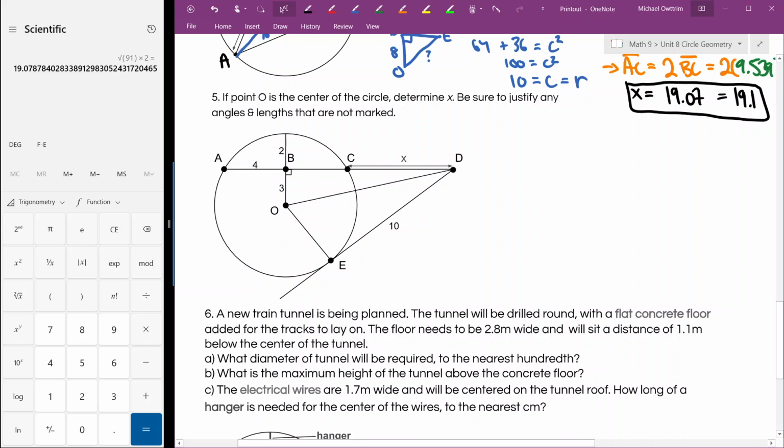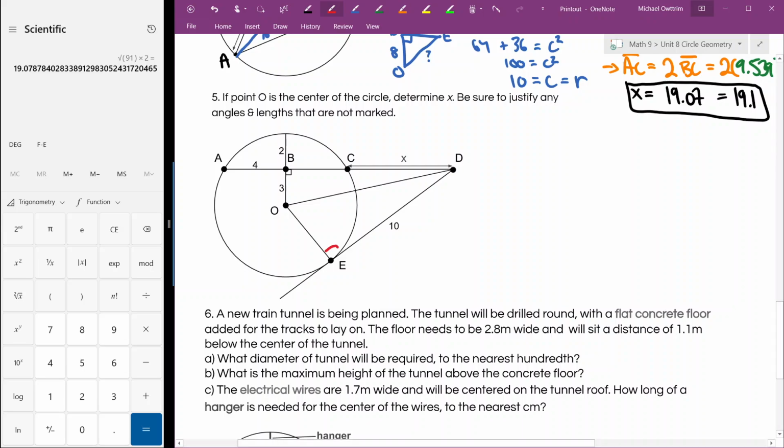So let's take a look at question 5. We're told that if point O is the center of the circle, we want to determine x. So let's take a look. First thing I'm going to look at is this line here. This line is outside the circle and touches the circle once at point E, and that tells me that it is a tangent line. Now, why is that helpful?